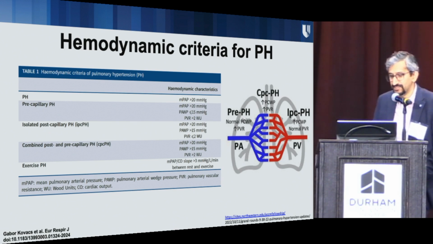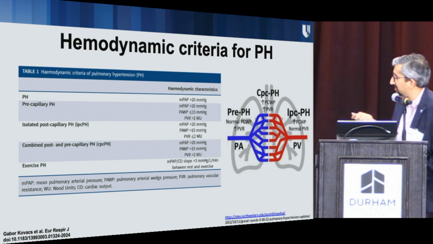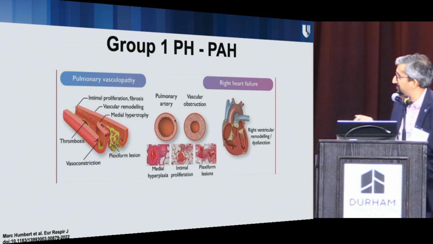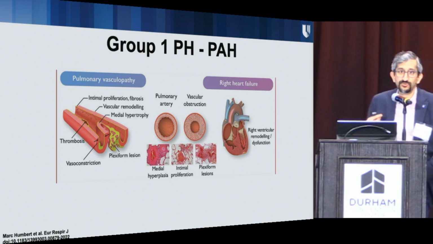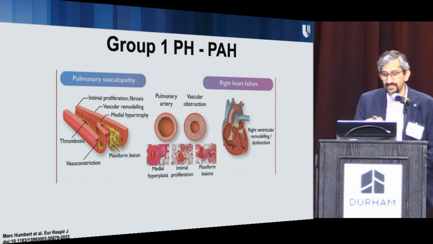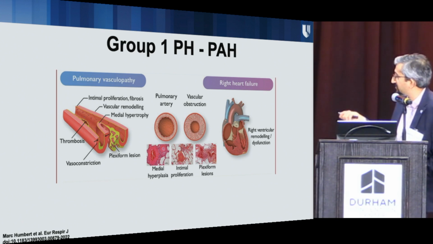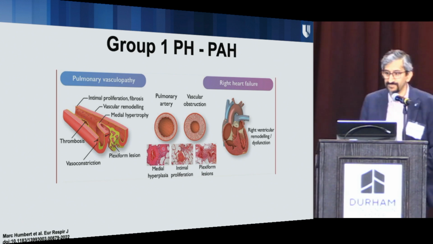Okay, I'm going to spend a few slides now looking at each of these PH groups in a little more detail. So group 1 PH, PAH, again, is due to obliterative remodeling of the pulmonary arterioles, and this pathognomonic lesion is the plexiform lesion, which we now know is actually due to collaterals being formed from the vasa vasorum and systemic vessels into the pulmonary arteries. You're obliterating these vessels, they secrete VEGF, and then you get angiogenesis and formation of these plexiform lesions. And again, by obliterating these vessels, you're increasing pulmonary vascular resistance, and you end up with right heart failure.